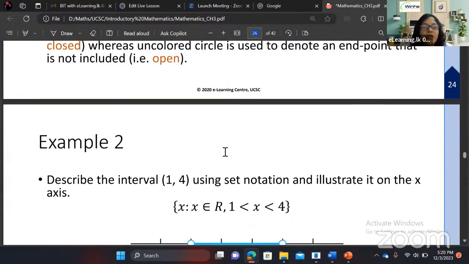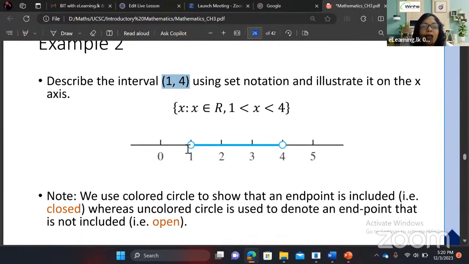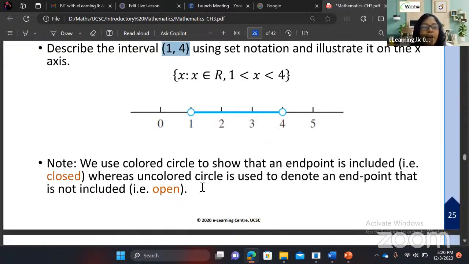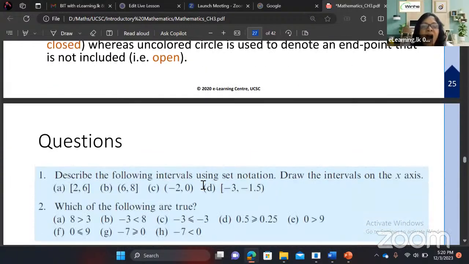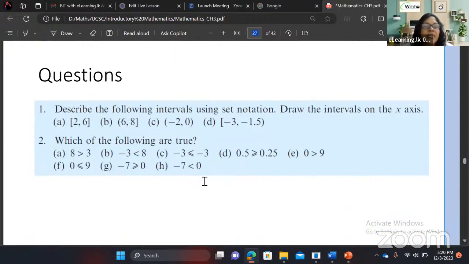So here it shows (1,4), using this bracket. Is it an open interval or a closed interval? (1,4) is an open interval. Therefore, you have to draw it on the number line with uncolored circles. Right. Do these two exercises quickly. Do question numbers 1 and 2 quickly.